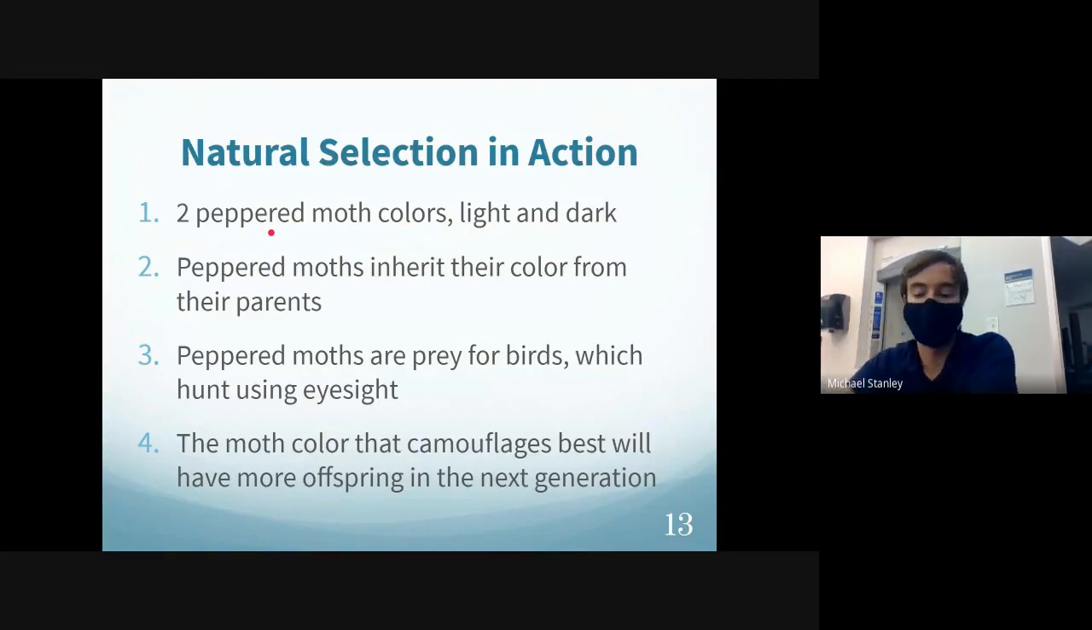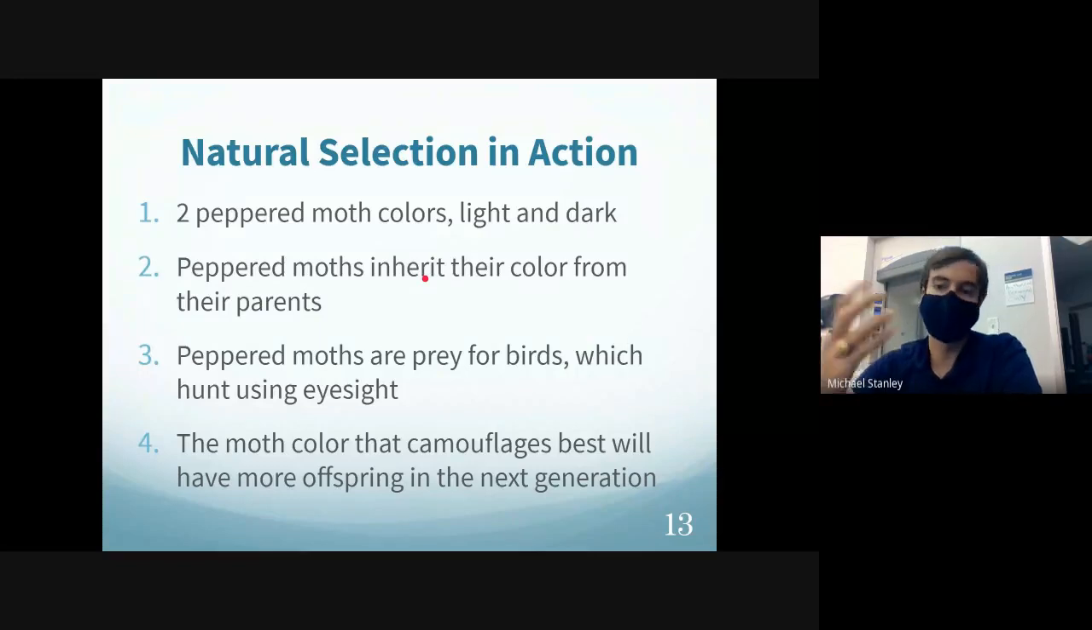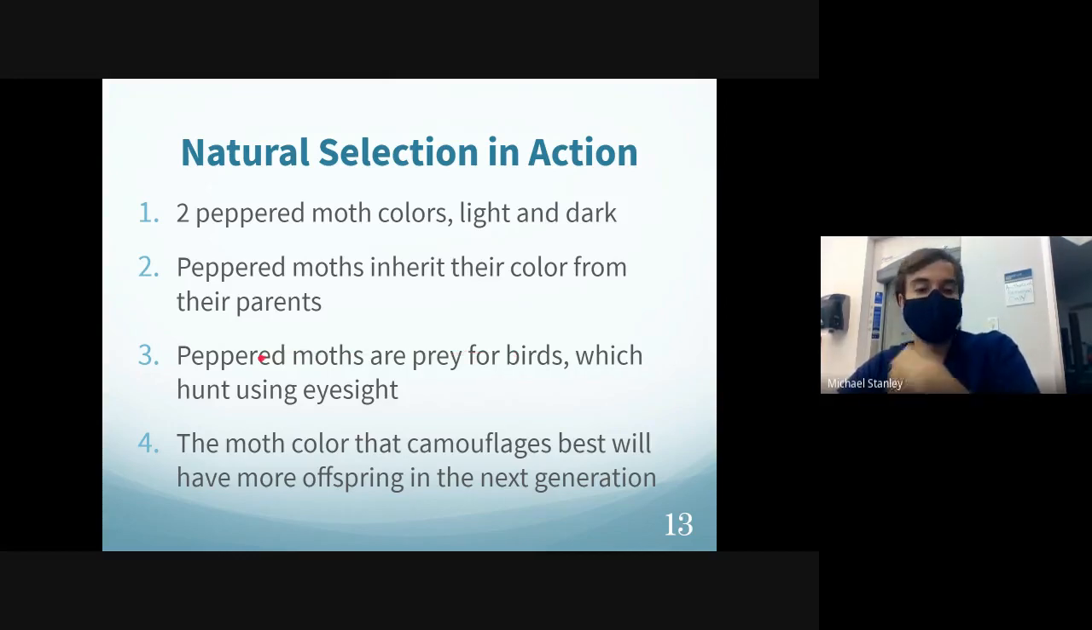So again, if we think back to our tenets of natural selection, we have light and dark colors. So they inherit this color from their parents. So dark peppered moth parents will tend to have dark peppered moth babies, and light parents will tend to have light babies. The main predator of peppered moths are birds. So we have individuals are different. They inherit their traits from their parents. Not everybody that's born will survive. Peppered moths are eaten by birds, which hunt using eyesight. So the moth color that camouflages the best will have more offspring in the next generation.